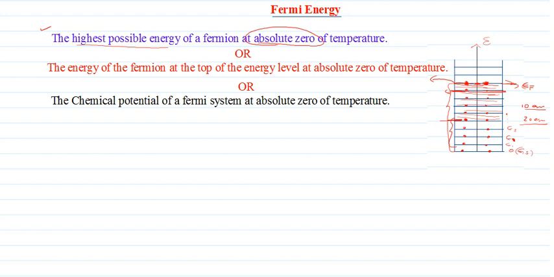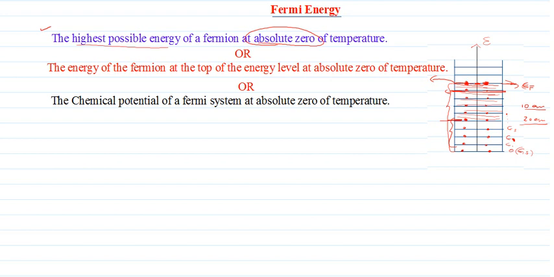The reason, as we have already seen, is that at absolute zero of temperature, every fermionic system will have a tendency to settle down to the minimum energy configuration. And the minimum energy configuration of the system corresponds to all the lower energy levels being occupied and all the upper levels remaining empty. So that is one of the definitions.